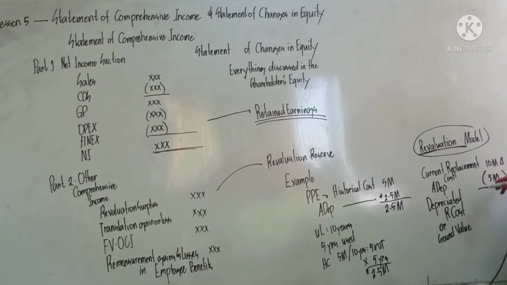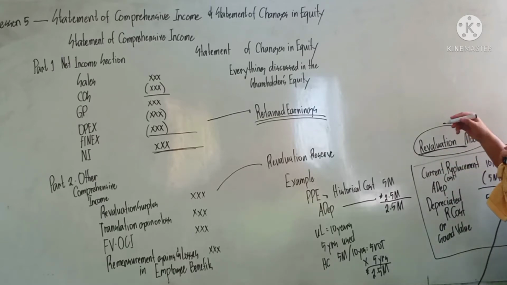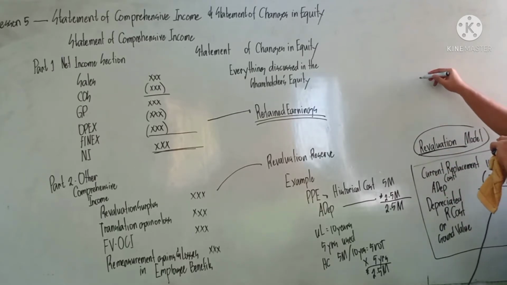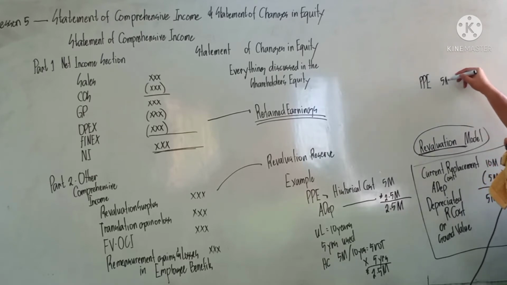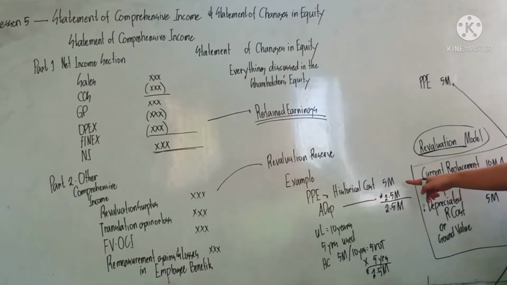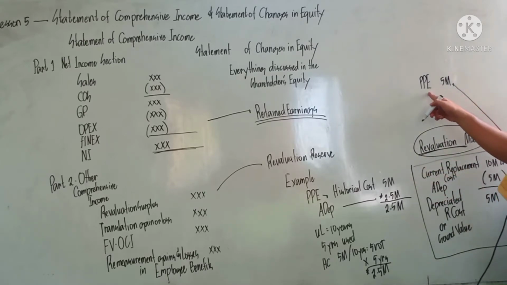So the sound value is 5 million. Now, if this will be applied, of course, you need to change your records. So how do you change your records? First, you debit PPE. How much? 5 million from here. So the change in PPE, they reflect, you debit 5 million.